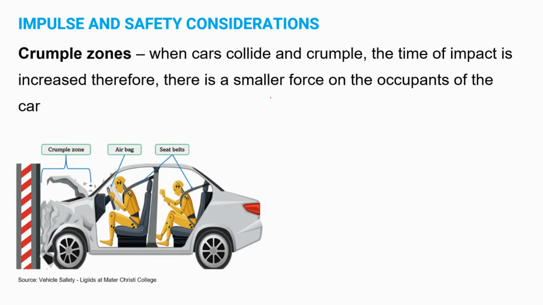Crumple zones. When cars collide and crumple, the time of impact is increased. Look at this part here. So the time of impact is increased. So this acts like an airbag somehow, or acts like a sponge. So it increases the time of impact. So when the time is increased, then the net force is decreased because these two quantities are inversely proportional.